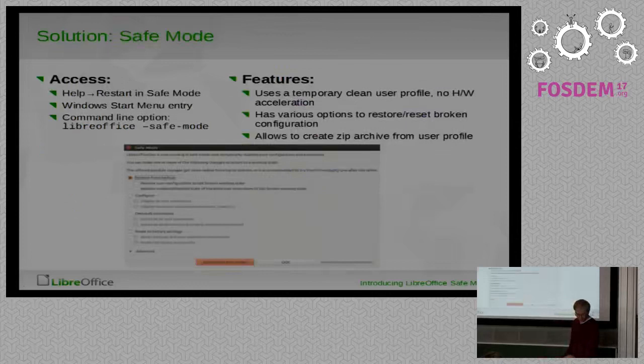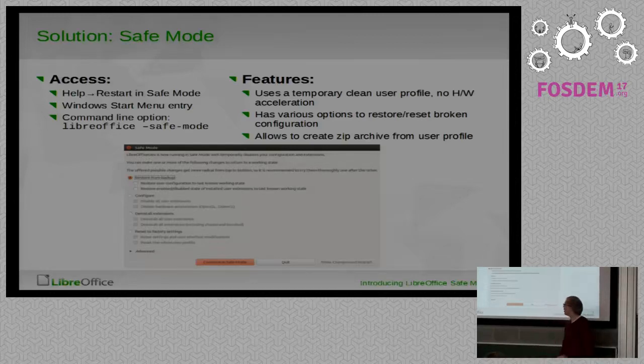How do I access the safe mode? There are three options. LibreOffice has a command in the help menu, restart in safe mode. Then you have a start menu entry in Windows, LibreOffice safe mode, and a command line option that should be two dashes. This is autocorrection, which made it into a long dash. You can use that on macOS or Linux.